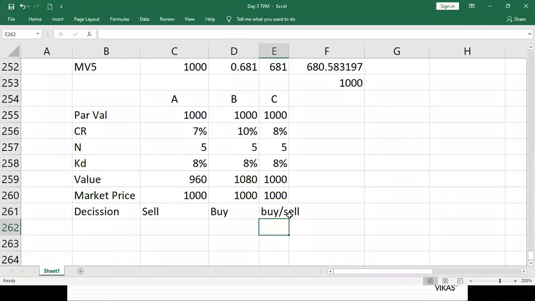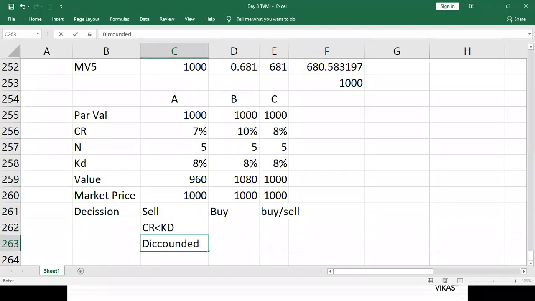So the decision is what? Here you compare the coupon rate. The coupon rate is 7%. Cost of debt is 8%. This time the coupon rate is less than the cost of debt, isn't it? So the real value becomes low. This is called a discounted bond.